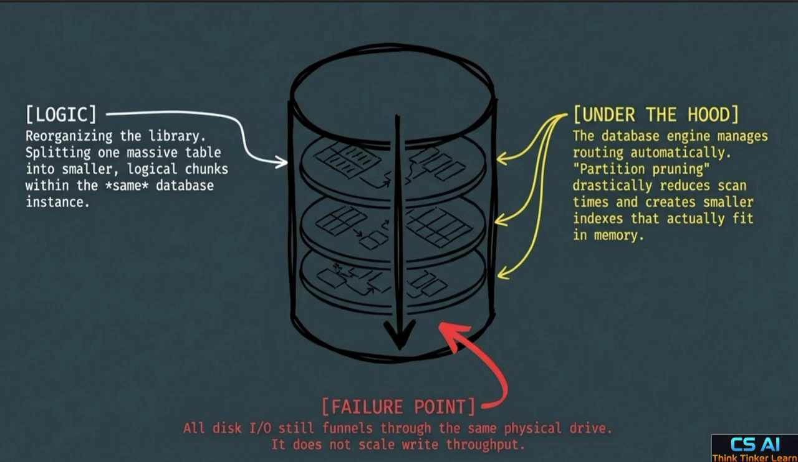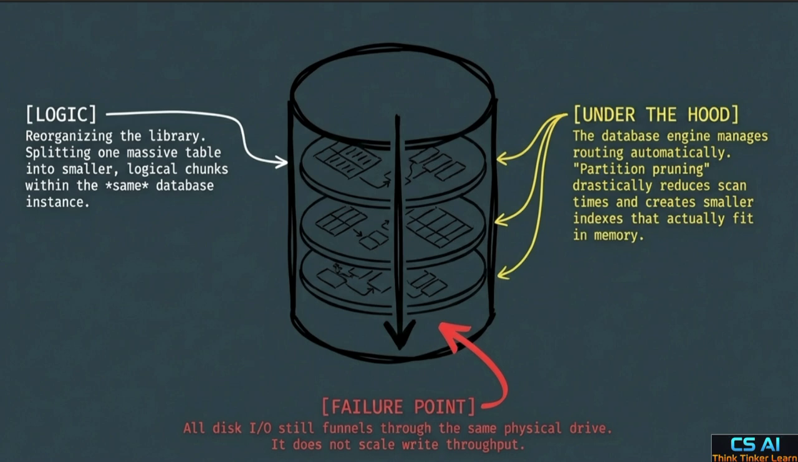Next, we explore a logical optimization, partitioning. The logic here is reorganizing the library. It involves splitting one massive table into smaller, logical chunks within the same database instance. Under the hood, the database engine manages routing automatically through partition pruning. This drastically reduces scan times and creates smaller indexes that actually fit in memory, making queries more efficient.